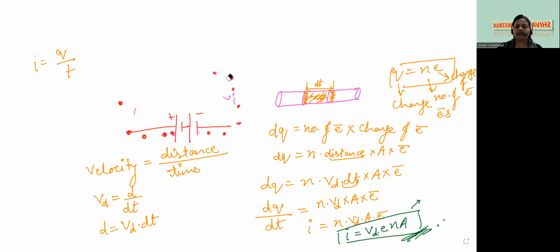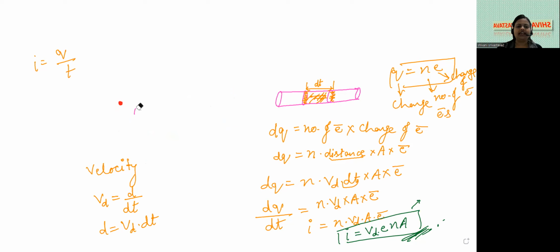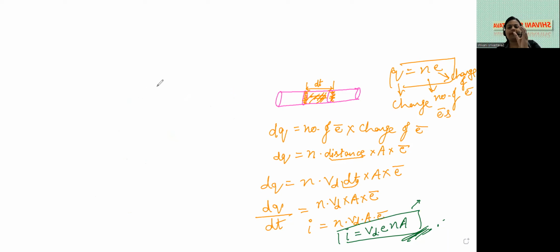Here, we got something like I is equal to VD into E into area of cross section. Now you should be aware that the charge of electron is constant always. Charge of electron is always constant, right? Now, the number of electrons in a circuit, if we take a small place or the full circuit, whatever it is, the number of electrons will also always be constant, right?